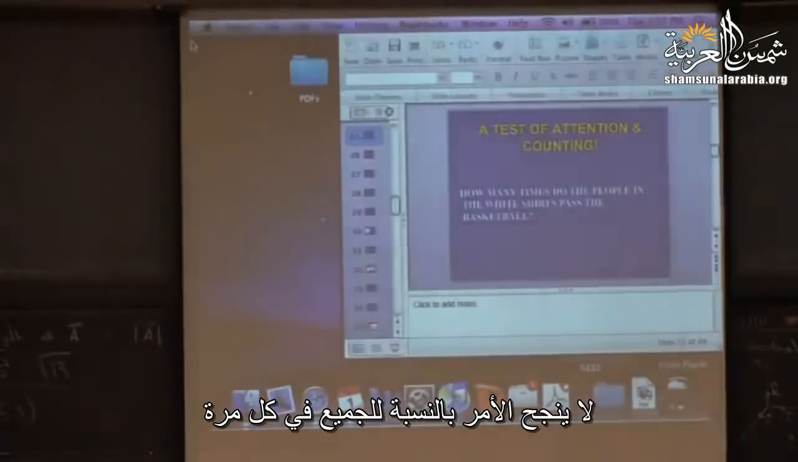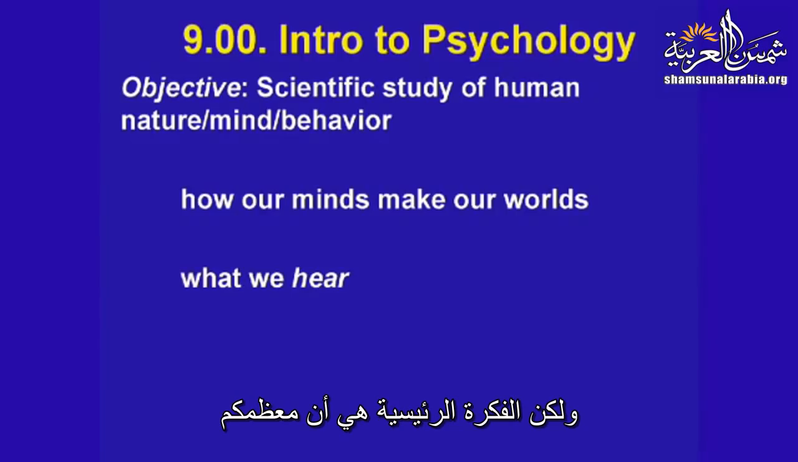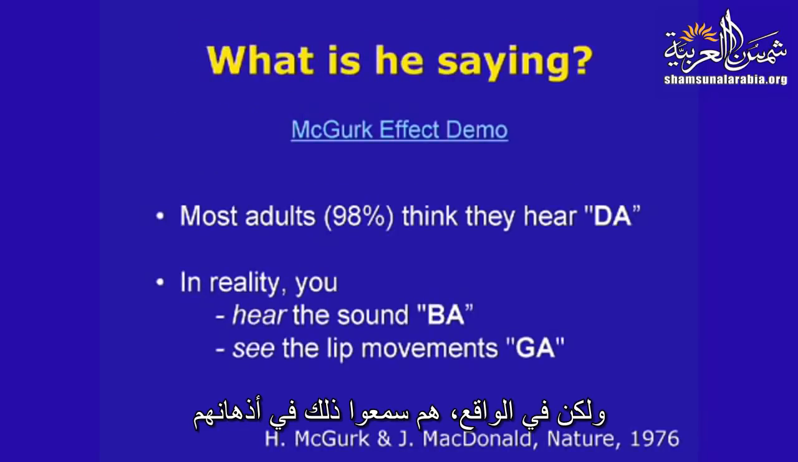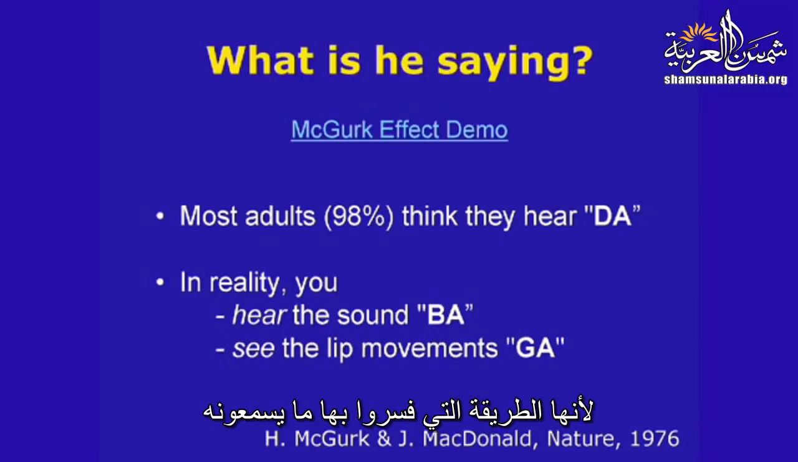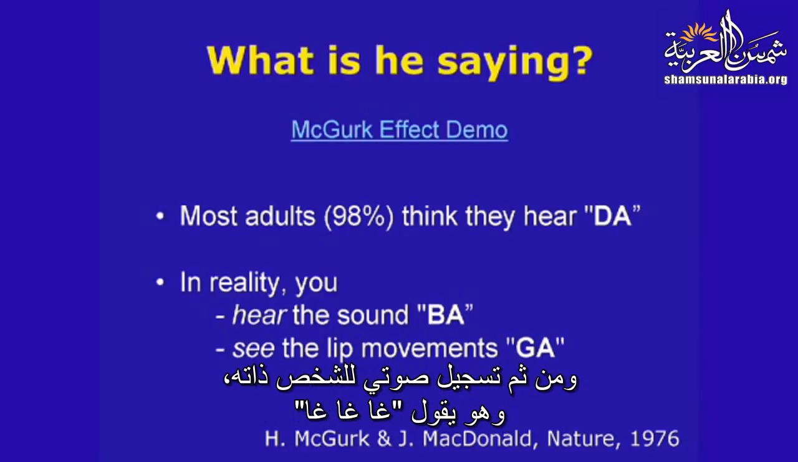So it doesn't work for everybody every time, but the basic idea is most people think they hear the word da coming from the speaker, and in fact, in their mind, they do because that's how they interpret what they're hearing. But in reality, the film clip is a film clip of the person saying ba, ba, ba, and then an audio recording of the person saying ga, ga, ga.